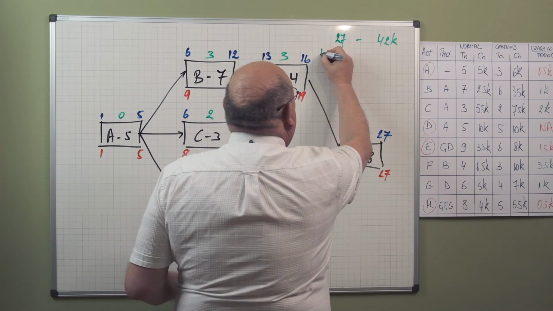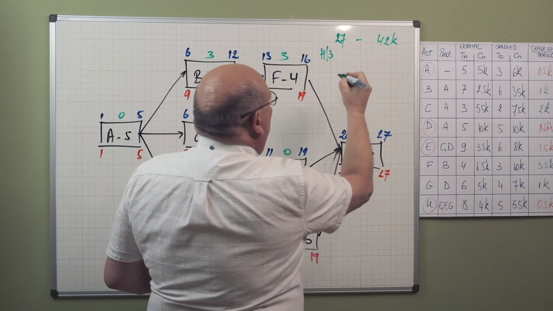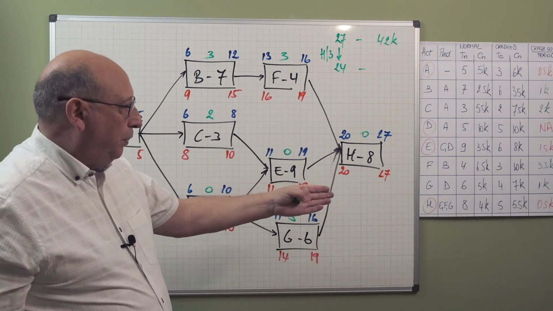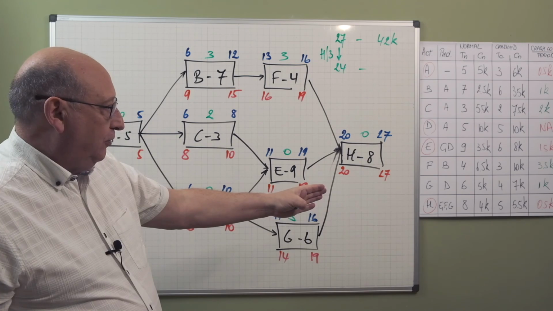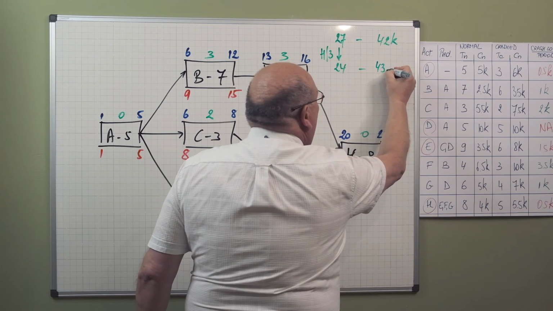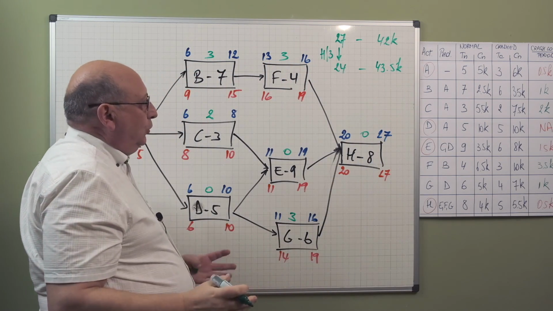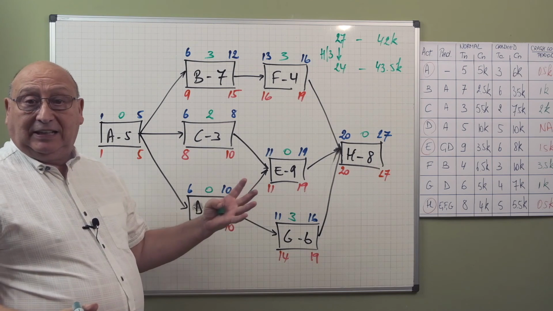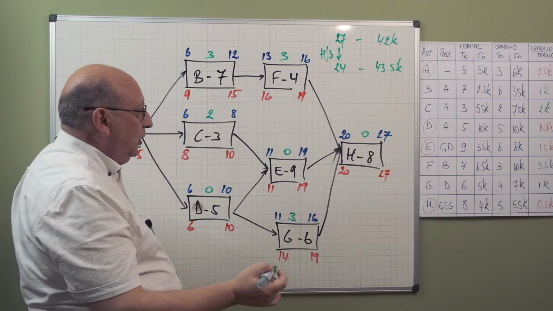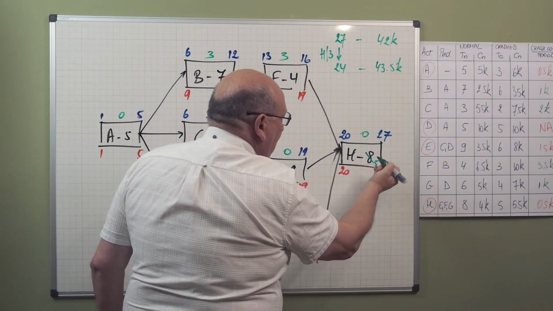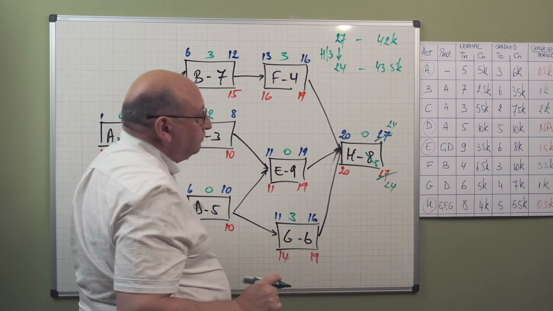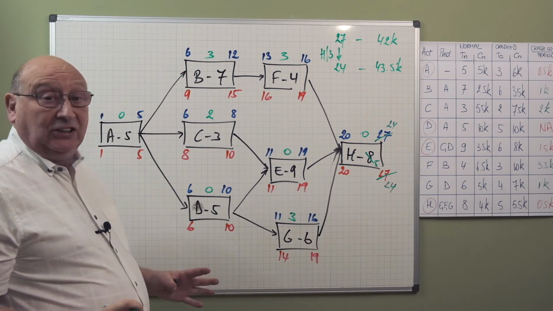So H, we can crash 3 periods, which would bring our duration to 24 and our cost 42 plus 1.5K. So this will lead us to 43.5K. And why do I select H? Because it's easy, it's at the end, and it only has an effect on H itself. So I put here 5, so I have here 24 and 24. So that's the first crashing step.